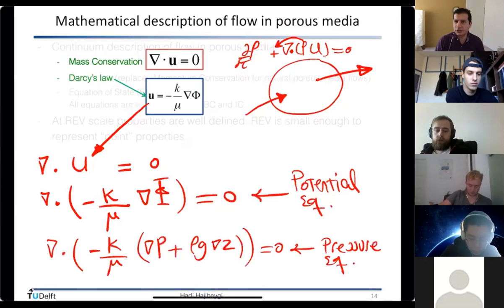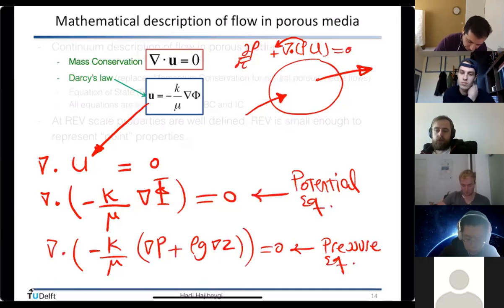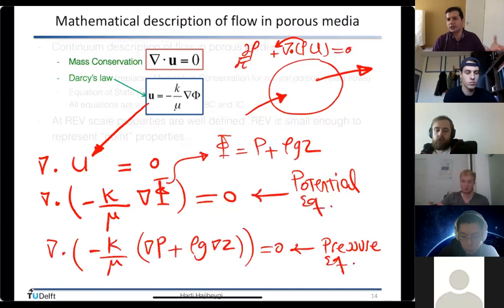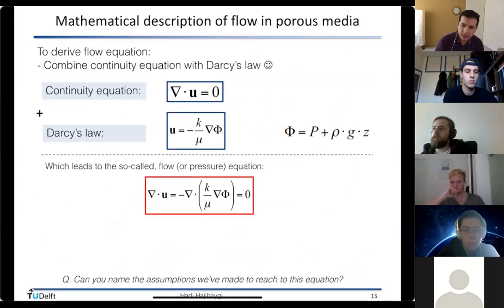In this course, I like very much if we work with potential because it's simpler, it's more convenient. Once we obtain potential, we can calculate pressure with it. We can calculate pressure from potential by saying that pressure plus rho gz is potential. And if I just give you a horizontal sample, then gravity is not acting, and pressure and potential would be very easily correlated because elevation z does not change. So then they would just be offset by a constant factor.